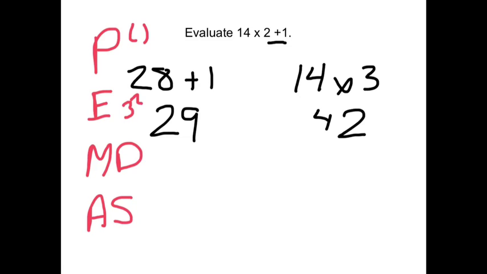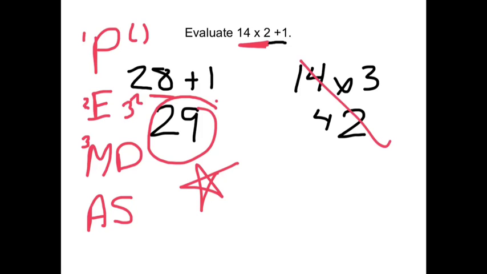So if we look at this, parentheses are first, exponents are second, and we don't have any of those, so we don't have to worry about them. The next step is to do any multiplying or dividing, and as you can see, the 14 times the 2 is multiplying, so we do that first. So that means that this one on the left is correct, that we have it equal to 28 plus the 1, so our real correct answer is 29, not this one.